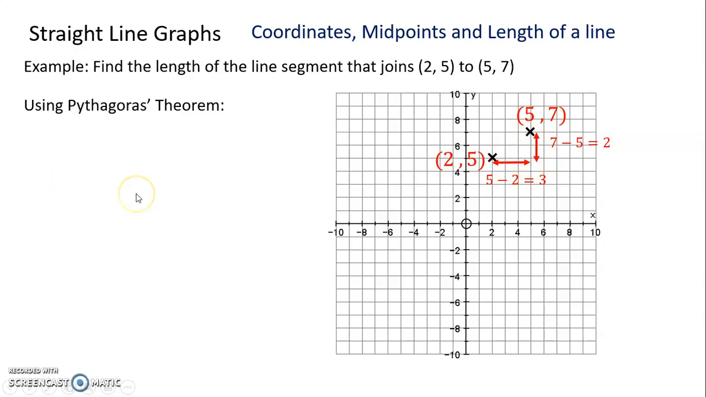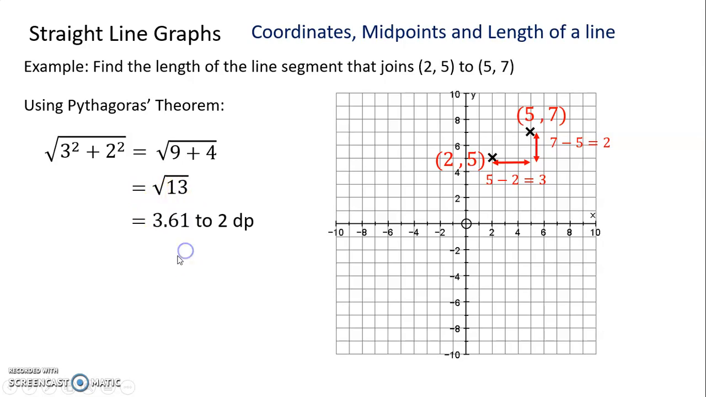And I'm now going to use Pythagoras. 3 squared plus 2 squared is 9 plus 4, which is 13. So the answer is root 13. And if I need to find a decimal answer, that's going to be 3.61 to 2 decimal places. So that's a job done.